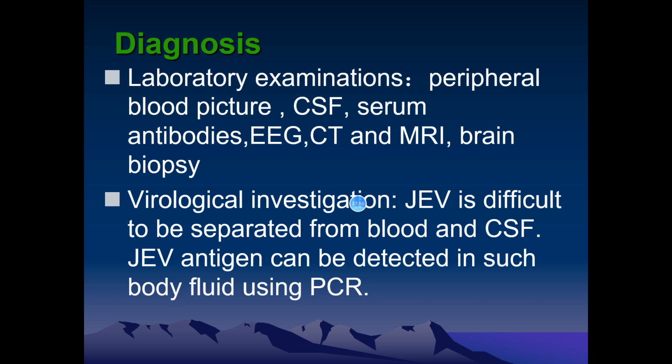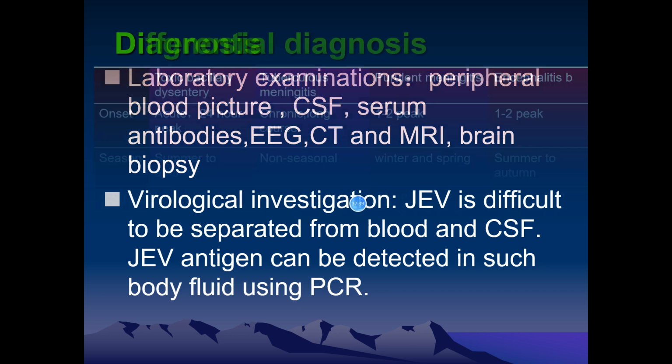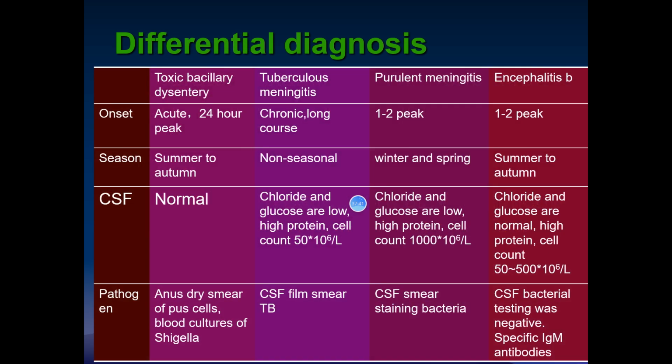And the last one is biological investigation. JEV is difficult to isolate from blood and CSF, but JEV antigen can be detected in such body fluid using PCR. We should know the differential diagnoses.